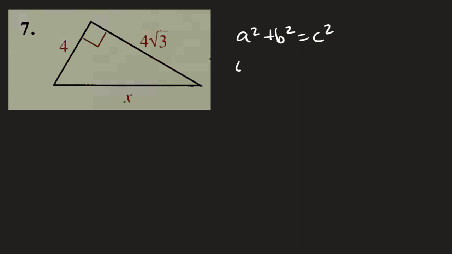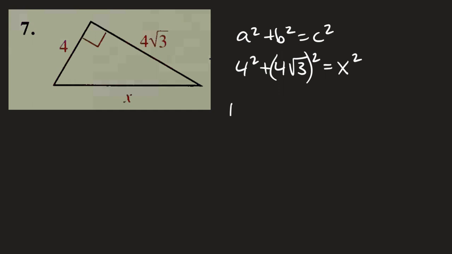A would be 4 squared. B would be 4 times the square root of 3. But that all has to be squared. So if I do this, it kind of looks like just the square root is being squared. So I've got to put parentheses around all of that right there to show the entire thing's being squared. And then that equals c squared. Oh, actually, maybe I should make it x squared because we're solving for x.